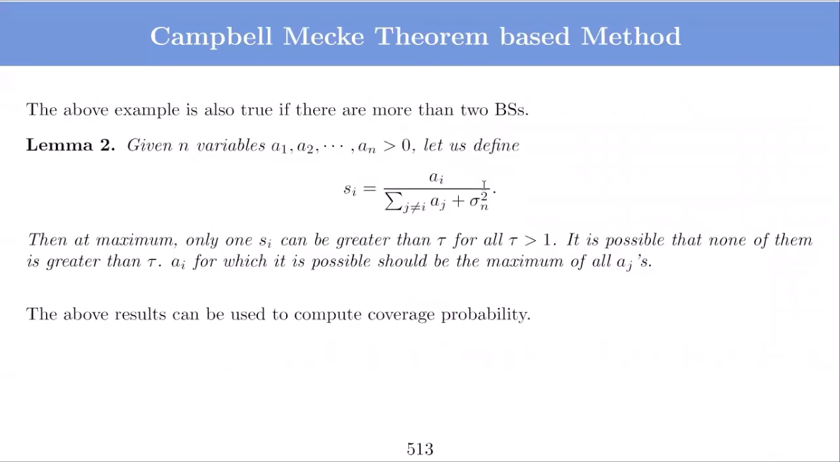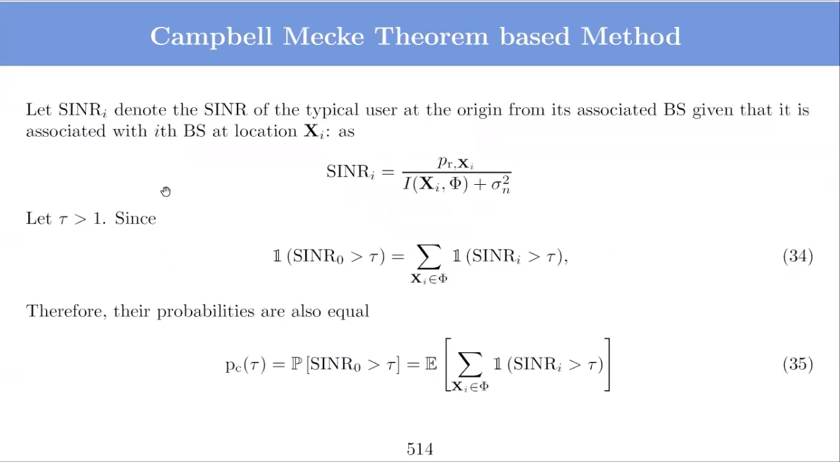Okay, so now this ai you can think of as receive powers, and then si as the SINR if the ith base station is selected. Then you can show that if the SINR i is more than 1, then it can only be for 1 i. Okay, so let SINR i denote the SINR of a typical user at the origin from its associated base station, given that it is associated with the ith base station at location xi. Then SINR i is given as receive power divided by interference plus sigma square, and this interference does not include the power from xi, right? But the rest of psi.